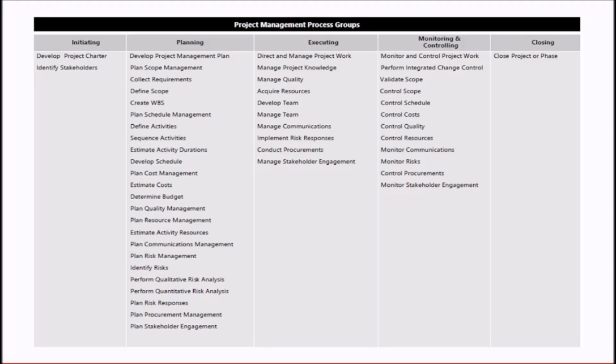Since managing the communication and managing the stakeholder engagement both involve having a relation with and engaging the stakeholder and communicating with the stakeholder, I decided to cover managing the stakeholder engagement as part of the next session that we are going to cover, part of the execution process group.